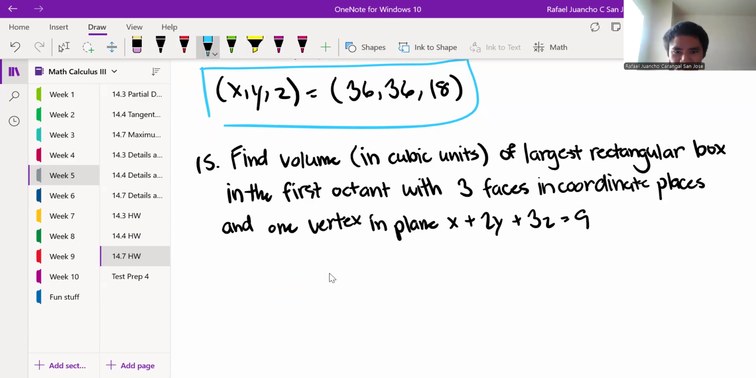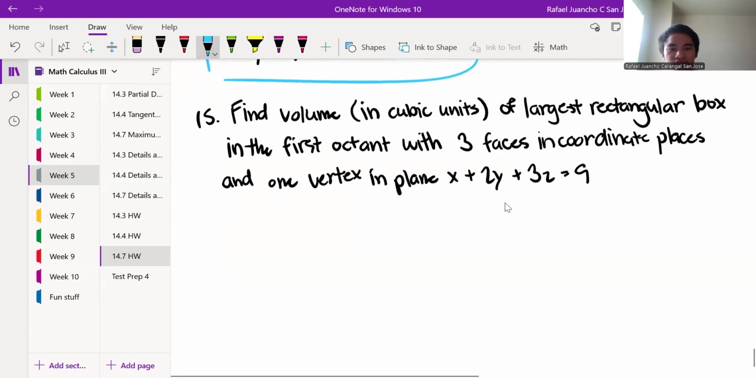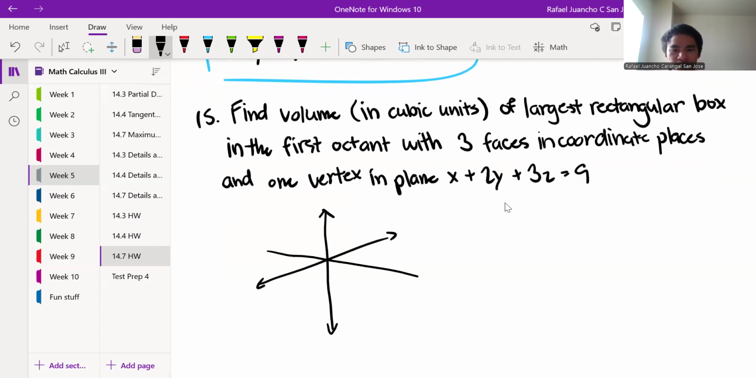So again, it's an optimization problem, but now it's asking for a maximum. When we hear the word largest, it usually means maximum. So how do we go about that? That was tricky. The first thing I'm going to do is draw my 3D space. Let's try this without the help first.